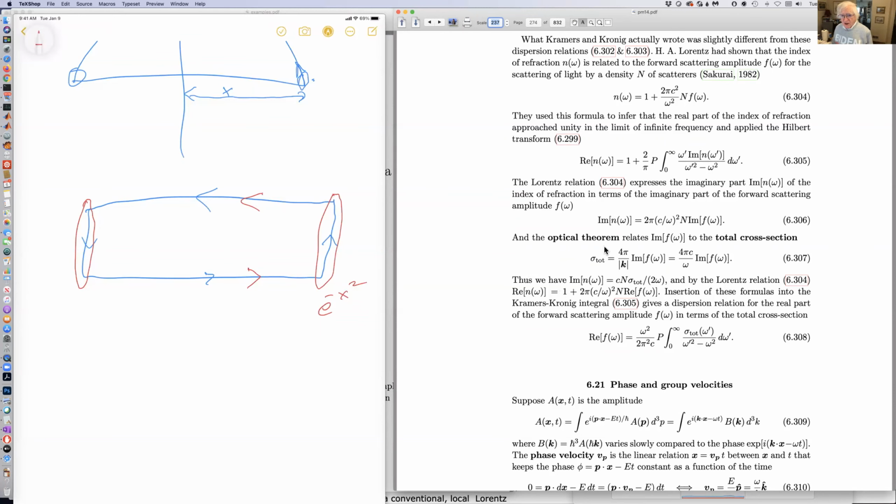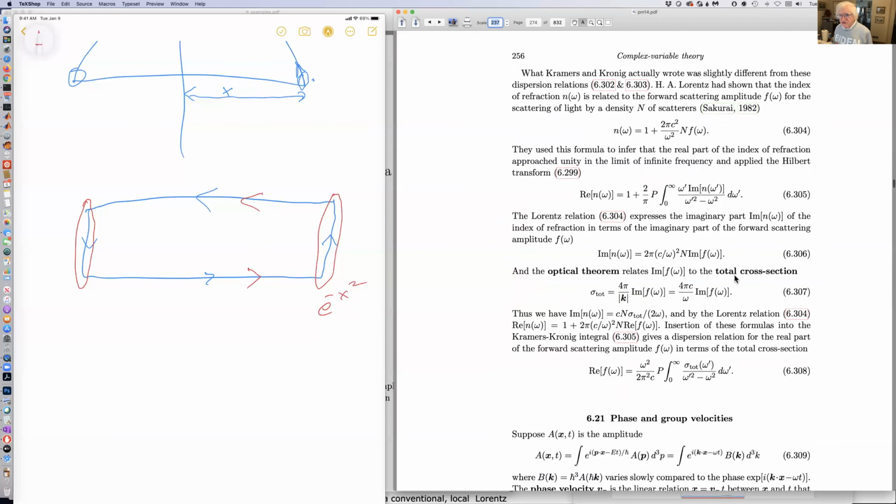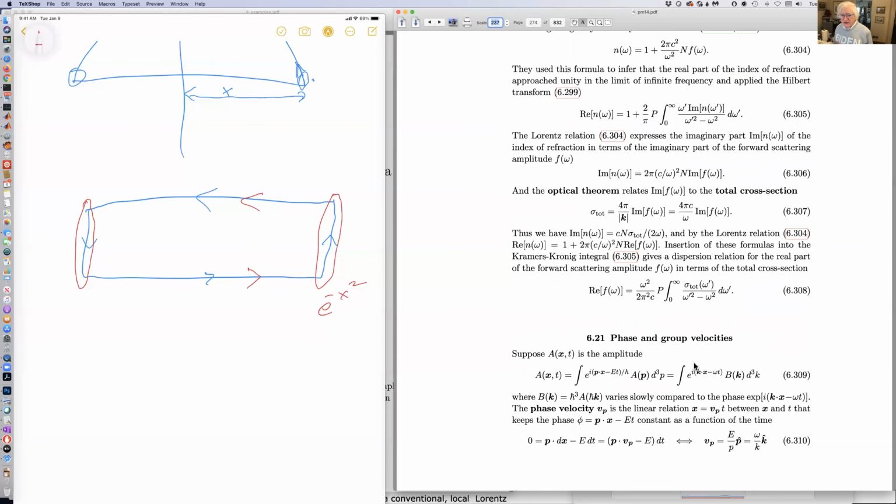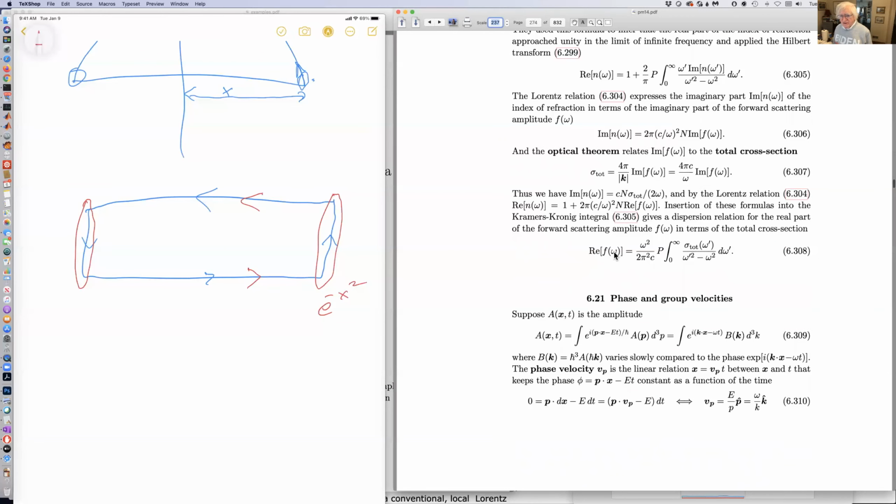And so then the real part, using this equation here, is related to the real part of f, like that. And so then we can say that the real part of the forward scattering amplitude is an integral involving the total cross section from 0 to infinity. This again is one of the Hilbert transform relations.